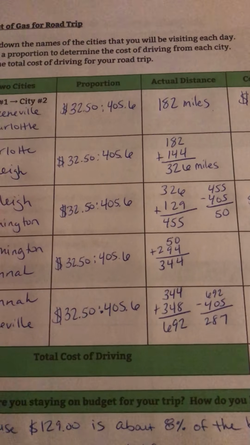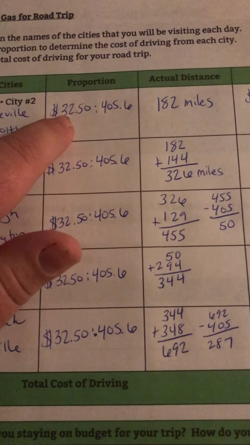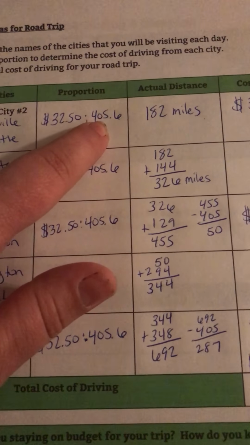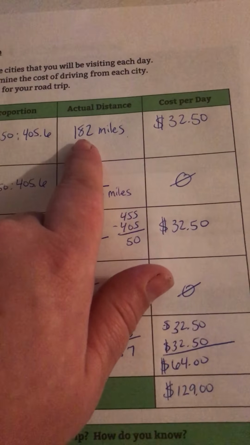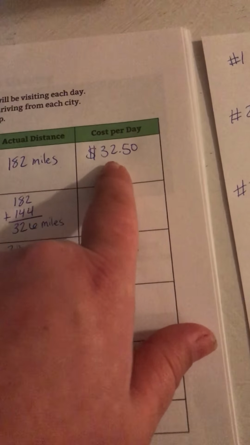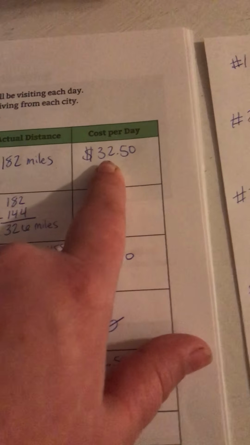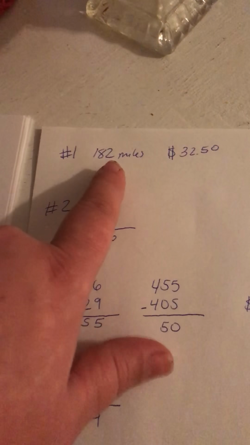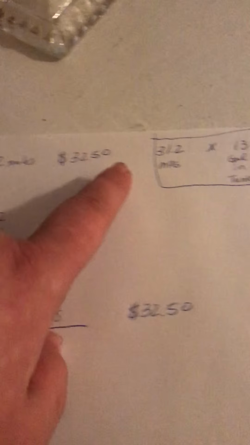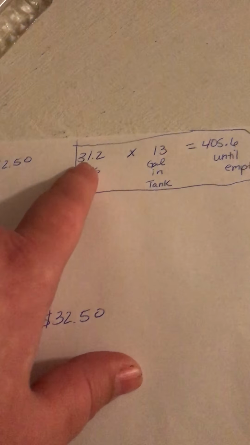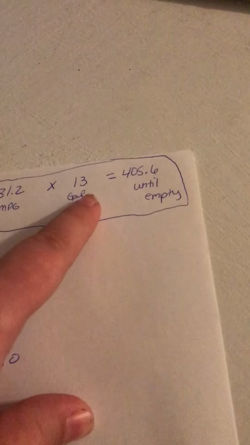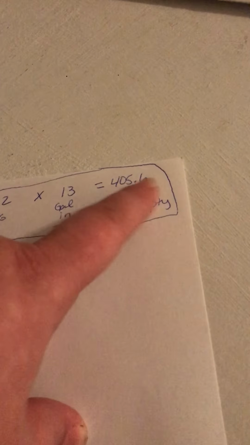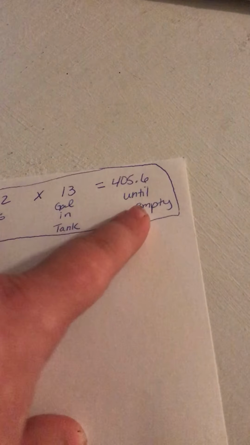Alright, I chose the Toyota Corolla for an example for this one. So it's going to cost me $32.50 for every 405.6 miles. Alright, so from Greenville to Charlotte, it's going to take me 182 miles to get there. So I know if I start with an empty tank, it's going to cost me $32.50 to start there. This is where I recorded it. 182 miles for $32.50. I know that my tank holds 31.2 miles to the gallon in a 13-gallon tank. If I multiplied those two together, I'm going to get 405.6 miles until I have an empty tank.